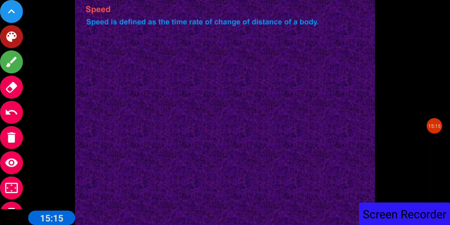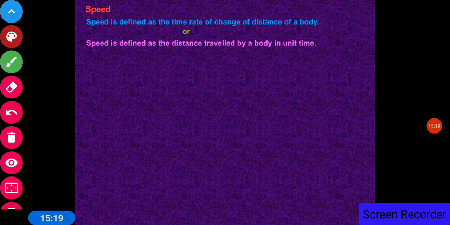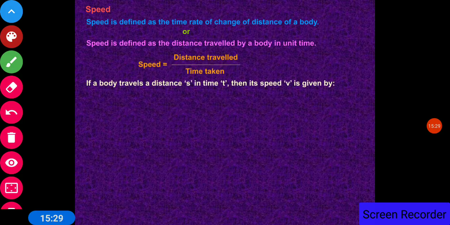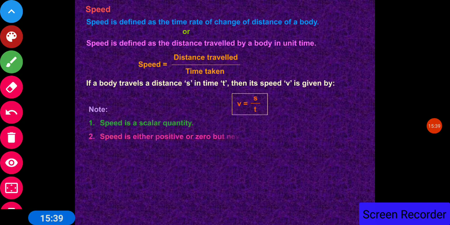Now speed. Speed is defined as the time rate of change of distance, or speed is defined as the distance traveled by a body in unit time. All this you have studied in your previous classes. So speed is distance traveled divided by the time taken. If a body travels a distance s in time t, then its speed is given by v is equal to s upon t. Note that speed is a scalar quantity. Speed is either positive or zero but never negative.